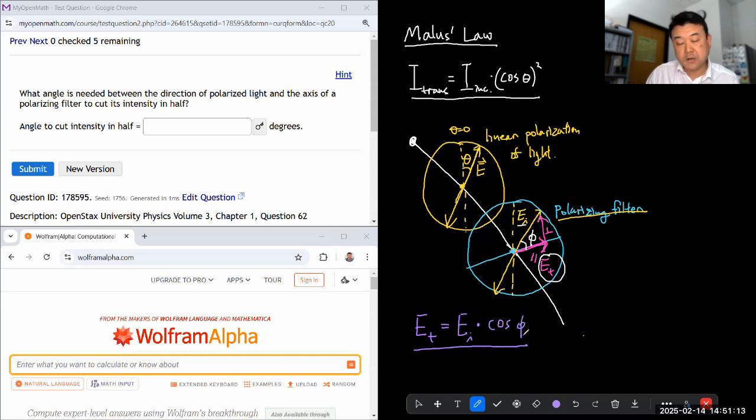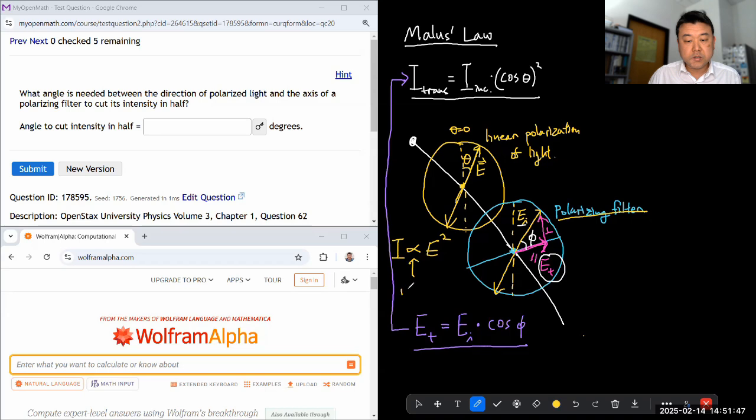So that's the role that a polarizing filter plays in an optical setup. It takes the component of the optical electric field parallel to the optical axis of the polarizing filter. And the final key that will give you Malus's law from this geometric fact is this relationship: the intensity of a light wave is proportional to the electric field squared.